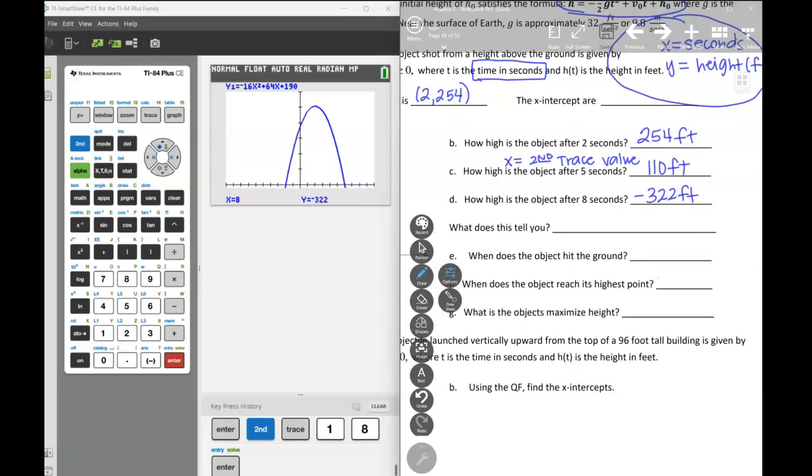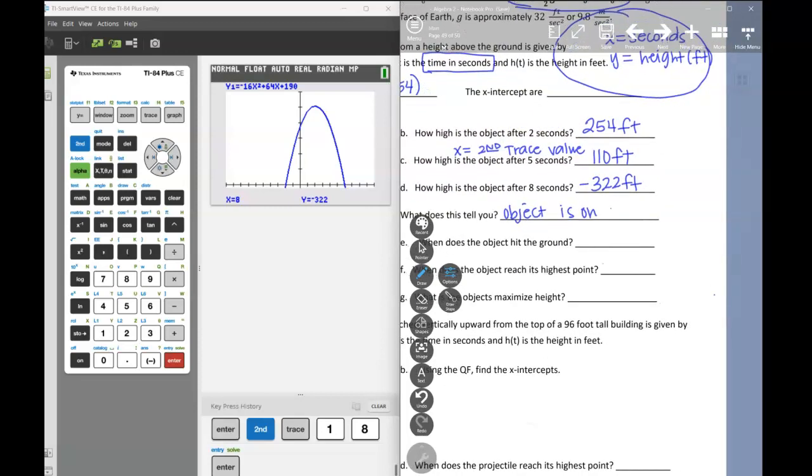It should just hit the ground, like it's on the ground. Yep, so it says, what does this tell you? The object is on the ground. If it asks you how high the object is after 8 seconds, I still want you to find that information, but only when you have a graphing calculator. When you do it by hand, it won't ask you those. You'll just look and see that at 6, it's already passed, so it would be 0 on the ground.